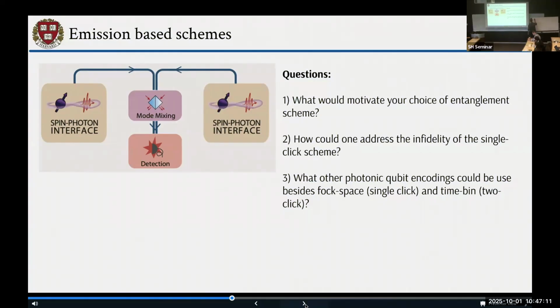Question 1, target fidelity. What could set good target fidelity? What's a good target fidelity? Yeah.